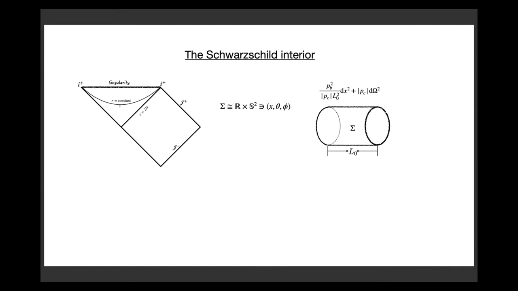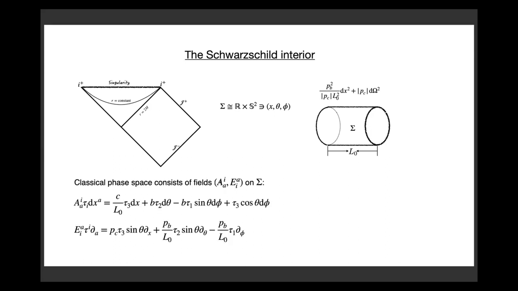In our work, we studied the Schwarzschild interior. This space-time can be foliated by a homogeneous spatial slice, which is of topology R cross S2. We use x, theta, and phi to denote the coordinates adapted to this topology. And in order to avoid integration divergence, we first introduce an elementary cell, which is of length L0 along the x direction.